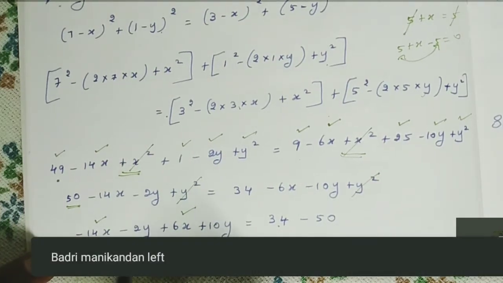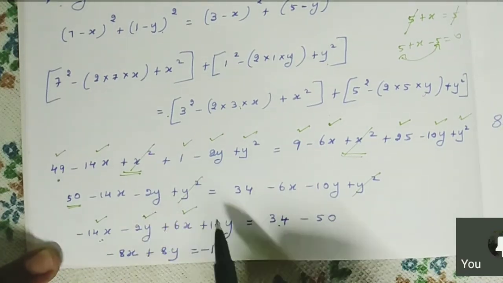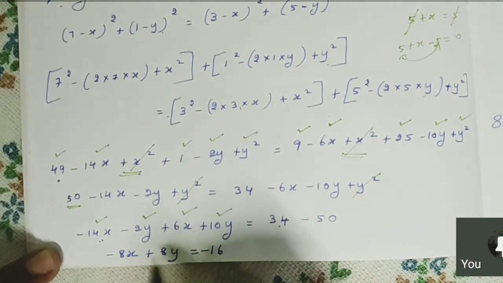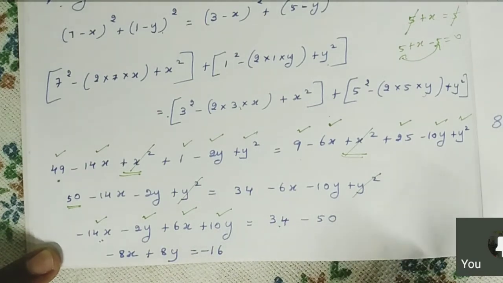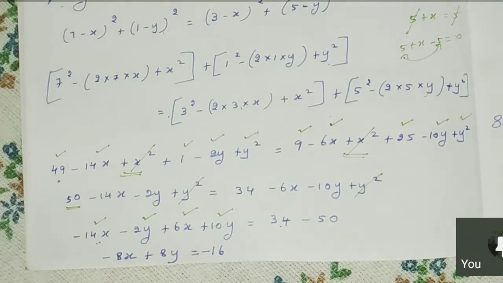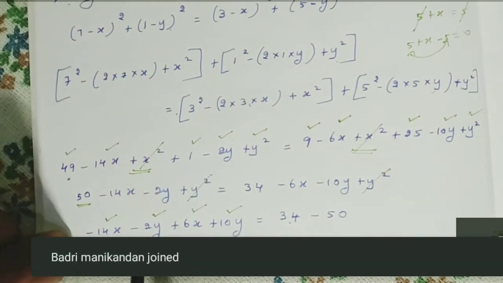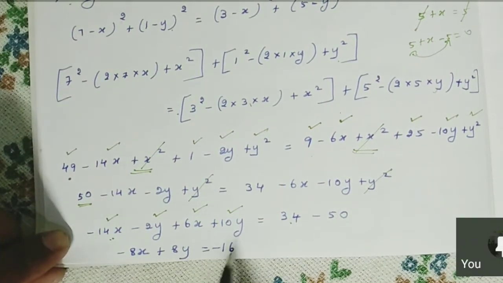So that is minus 8x, plus here minus 2y plus 10y. Different sign, same variable, subtraction. Larger number sign is 10, so 8y equals 34 minus 50. We should subtract 34 minus 50, minus 16, right? Very good. Now we get an answer: minus 8x plus 8y is equal to minus 16.